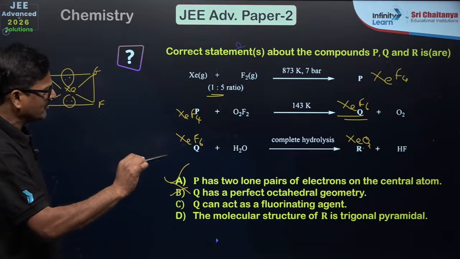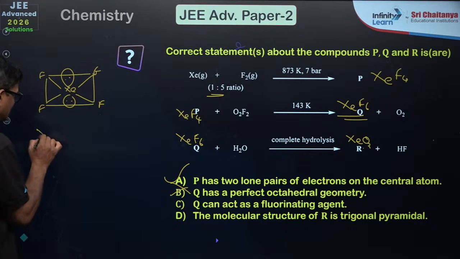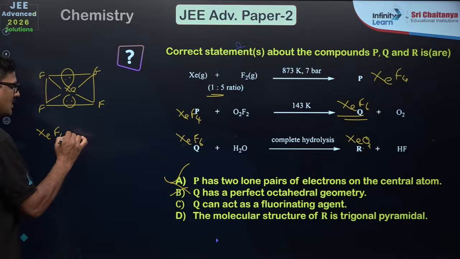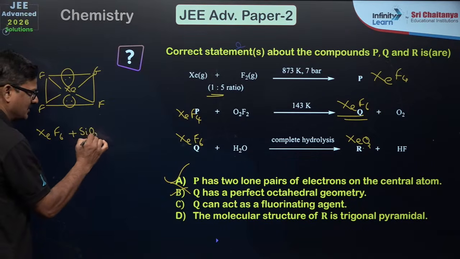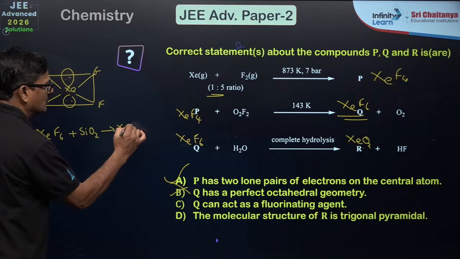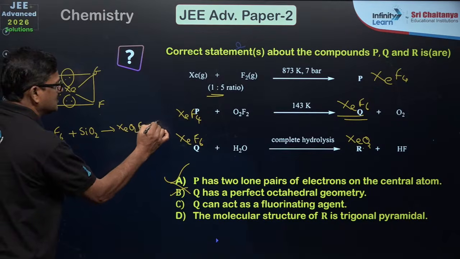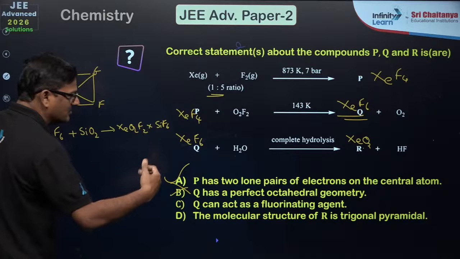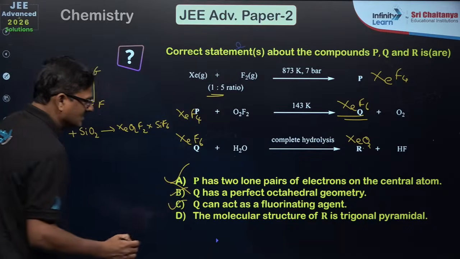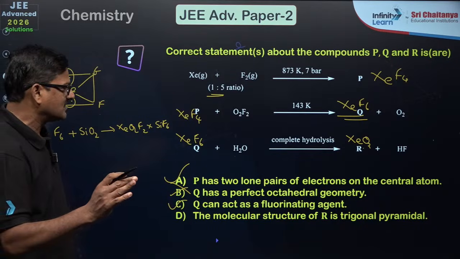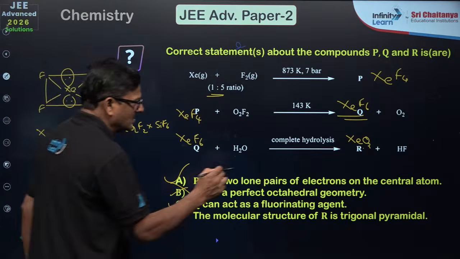Q can be a very good fluorinating agent. Yes, XeF6 can react with silicon dioxide, gives rise to XeO2F2 plus SiF4. It's a very good fluorine donor. It's correct. The molecular structure of R is trigonal pyramidal.